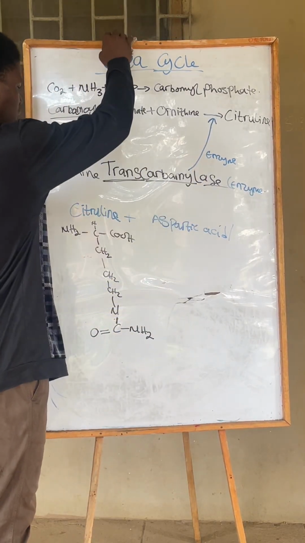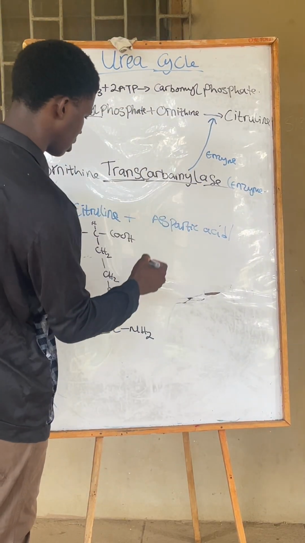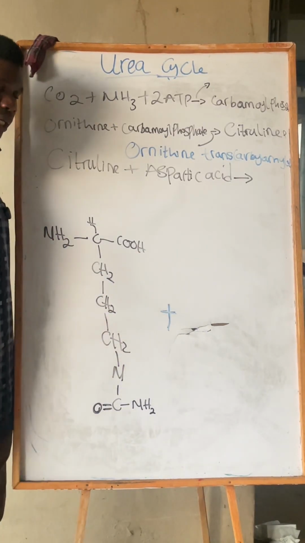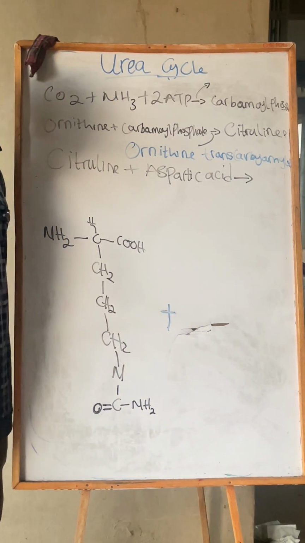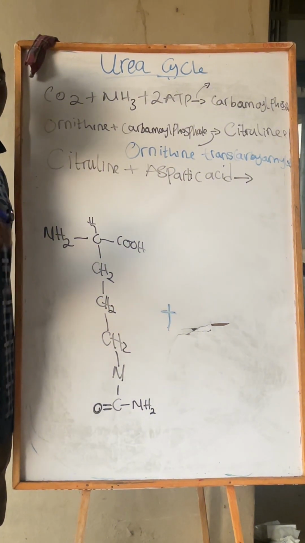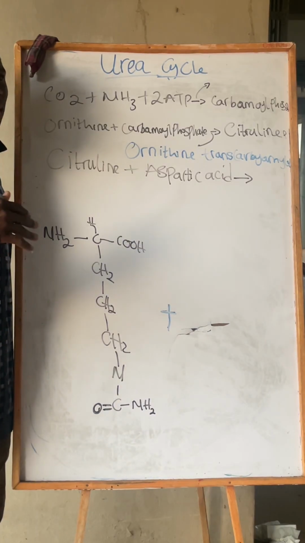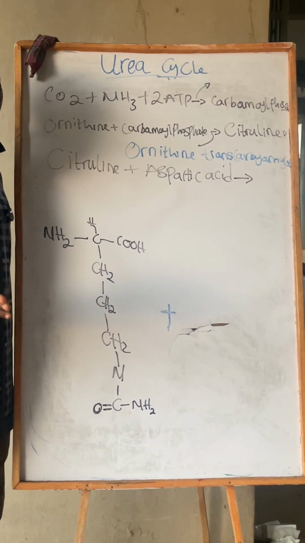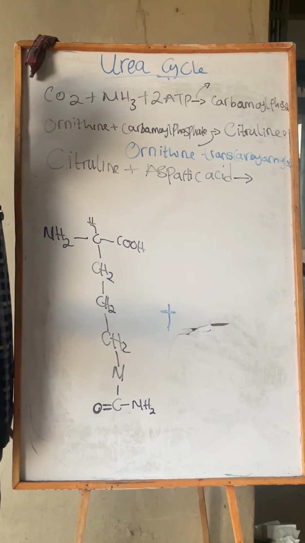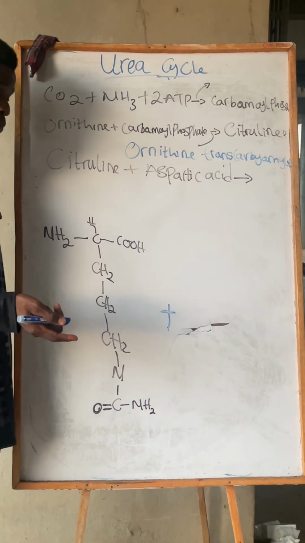So now citrulline is reacting with what? Aspartic acid. Now we have to react our citrulline with aspartic acid. But don't forget that your aspartic acid, anytime it loses a particular proton, it turns to aspartate. Okay, I hope you are good and I hope you understand that.